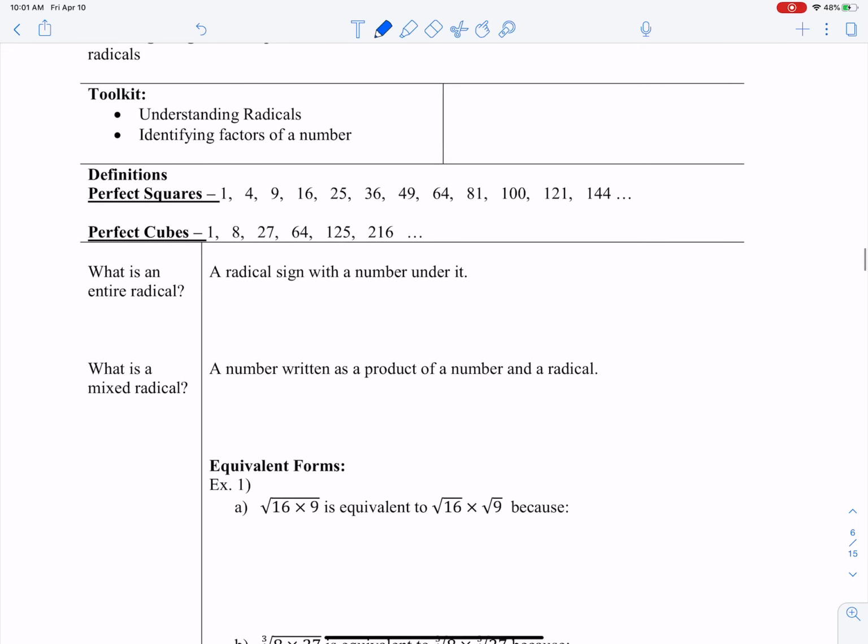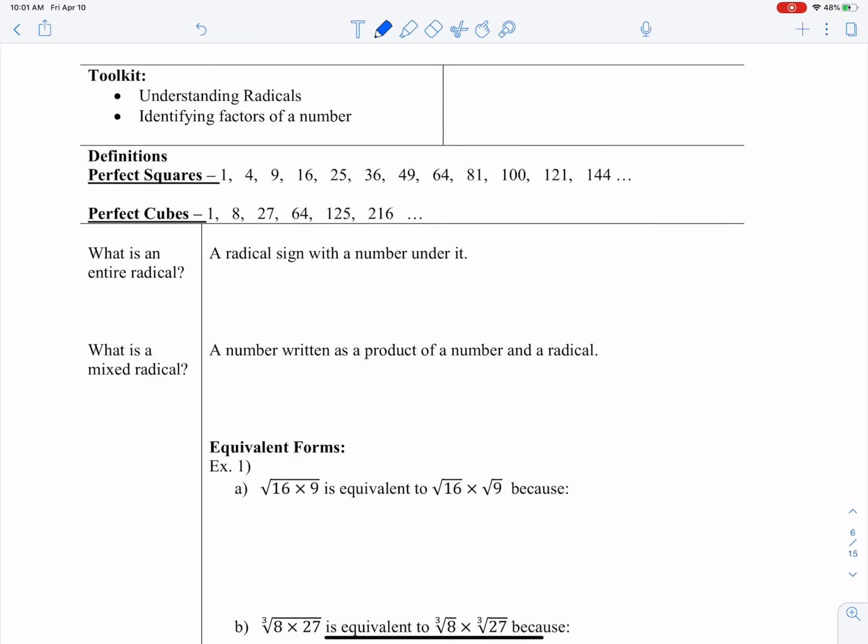Some definitions. You have some numbers that are perfect squares, meaning that if you took the square root of that number, you would get a whole number as a solution. So if you take the square root of 4, you have 2, a whole number, as the answer. Perfect cubes: when you take the cube root of that number, you get a whole number. So for example, 8, if you take the cube root of 8, you get 2.